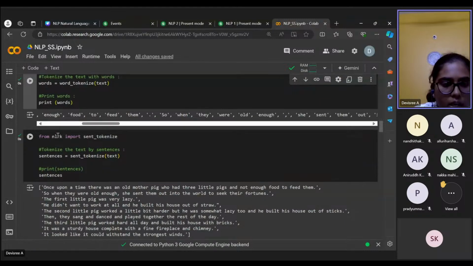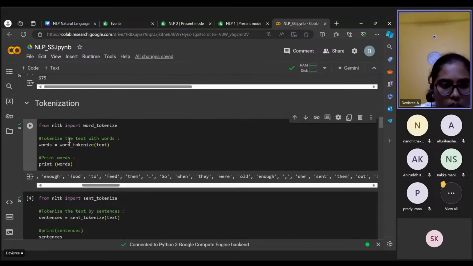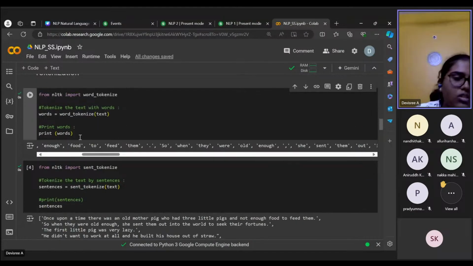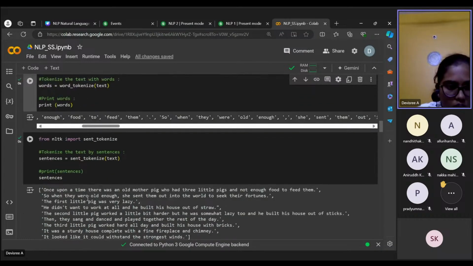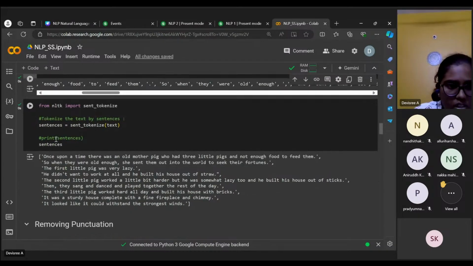Next, from NLTK, import sent tokenize. This one is word tokenization, also known as whitespace tokenization. The other is sentence tokenization, which tokenizes each of the sentences. So each sentence corresponds to a token over here. So sentences is equal to sent tokenize of the text. Then you print this, and this is the list returned.